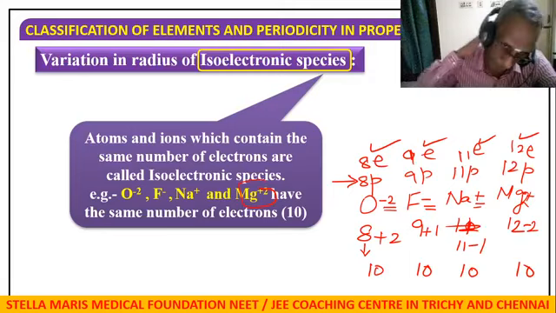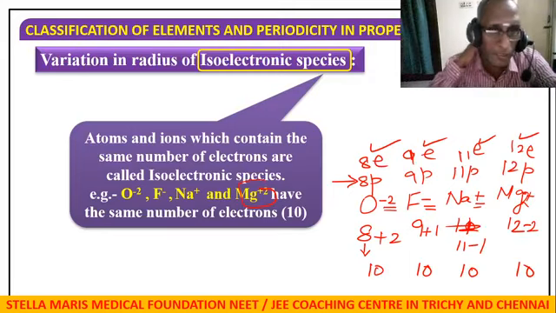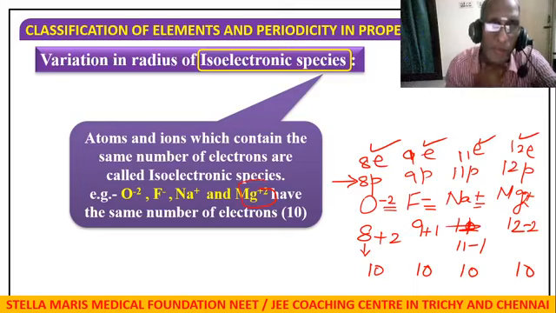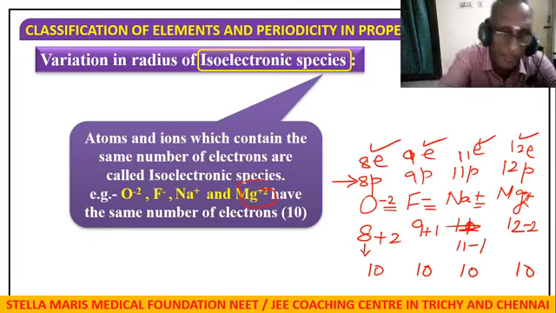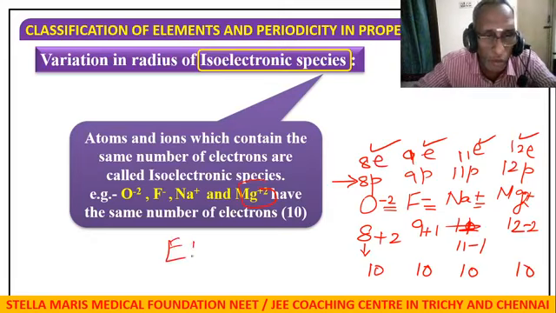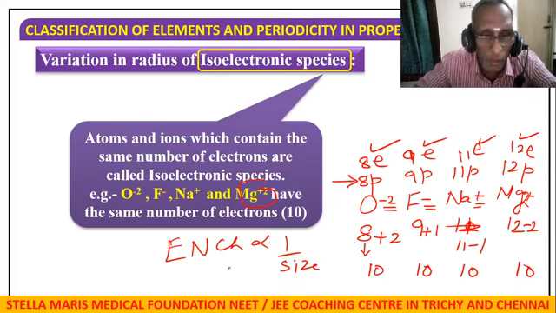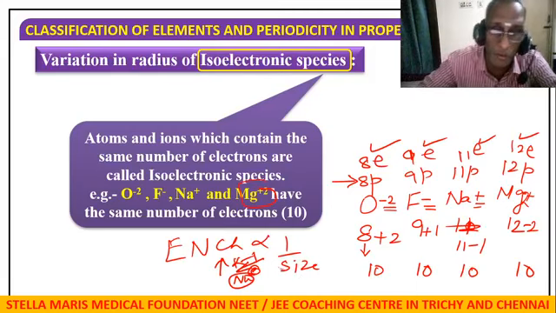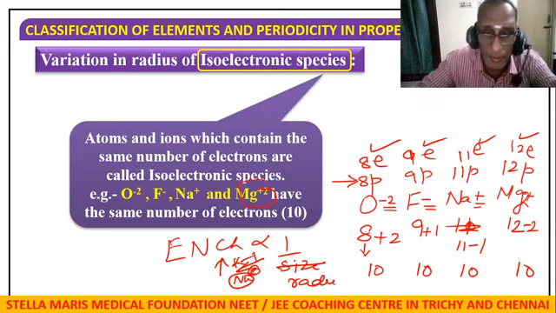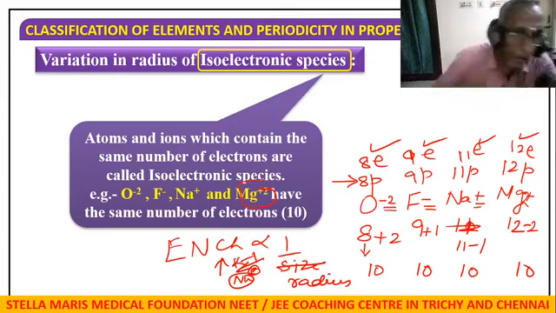So isoelectronic species are the species with the same number of electrons. For isoelectronic species, higher the nuclear charge, lower is the size. So effective nuclear charge is inversely proportional to size. Nuclear charge is more means it will drag the electron towards the nucleus. If the electron comes towards the nucleus, distance is getting reduced. So it is inversely proportional to size or radius. That is the point to be noted.